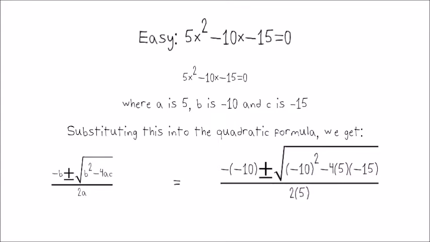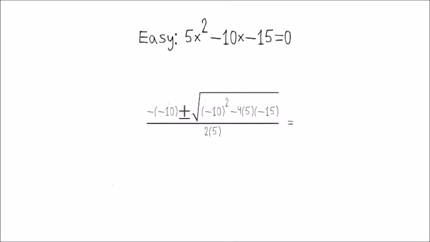We will be having negative times negative 10 plus minus square root of negative 10 raised to the second power minus 4 times 5 times negative 15 all over 2 times 5. Of course, we have to solve this equation.